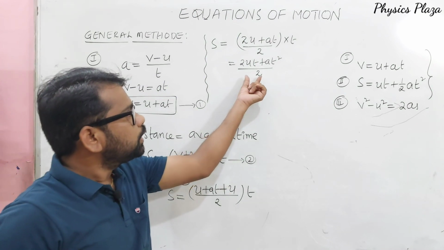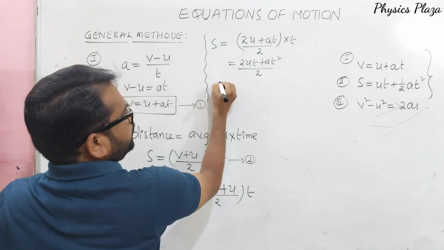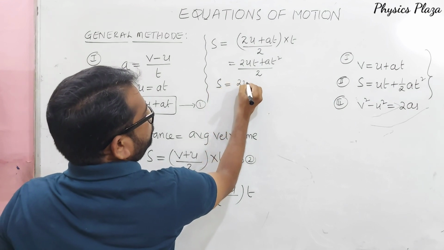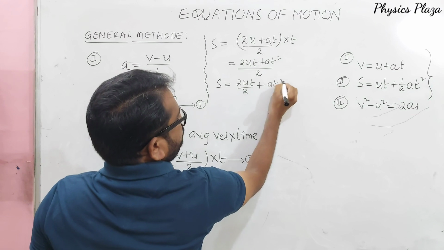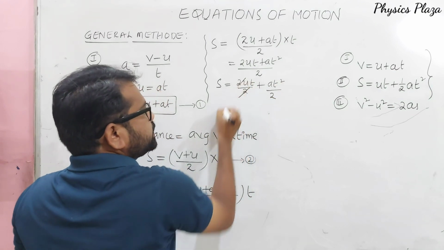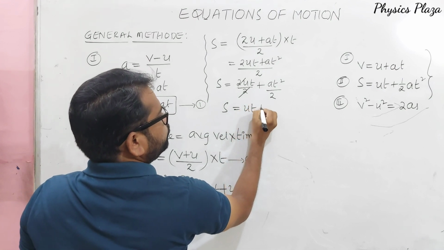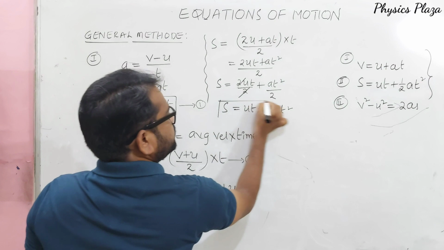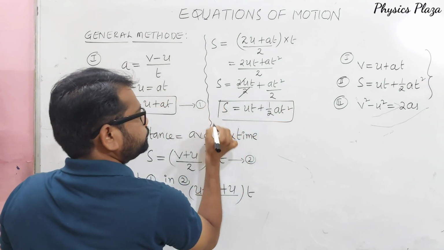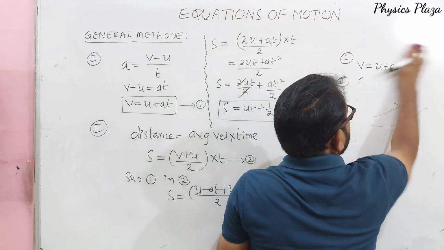So, this 2 is a common LCM. Now, let us divide the terms and write individually. So, here S is equal to 2UT by 2 plus AT square by 2. So, 2 gets cancelled. Then, what do we get here? S is equal to UT plus half AT square. That's it. It is the second equation of motion. Now, let us derive the third equation of motion.